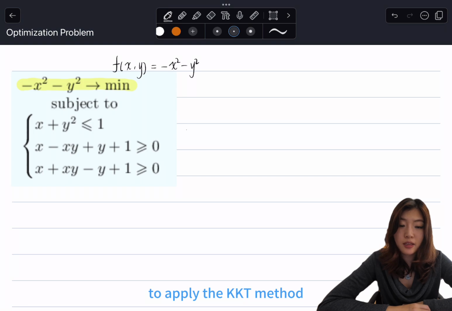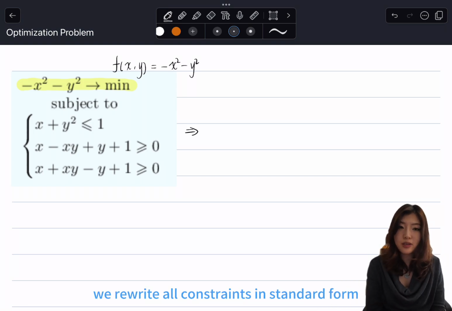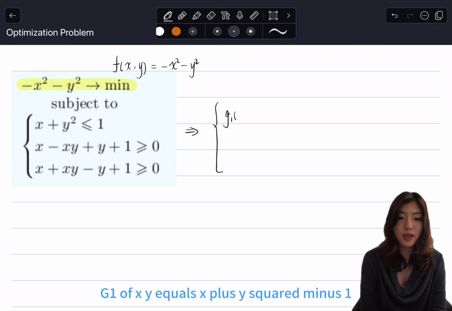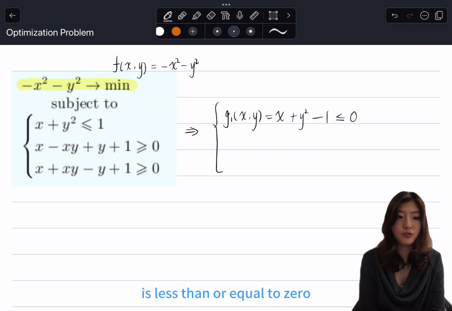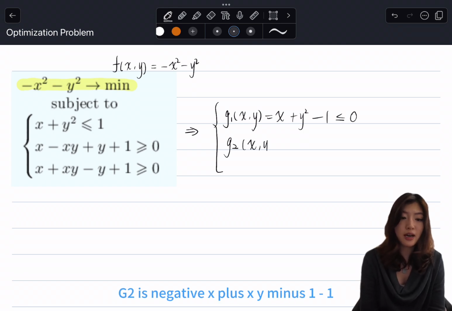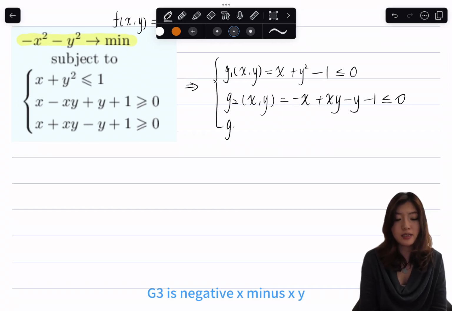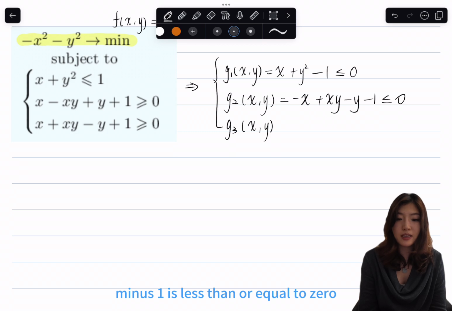To apply the KKT method, we rewrite all constraints in standard form, meaning everything is written as less than or equal to 0. G1 of x, y equals x plus y squared minus 1 is less than or equal to 0. G2 is negative x plus xy minus y minus 1 is less than or equal to 0. G3 is negative x minus xy plus y minus 1 is less than or equal to 0.